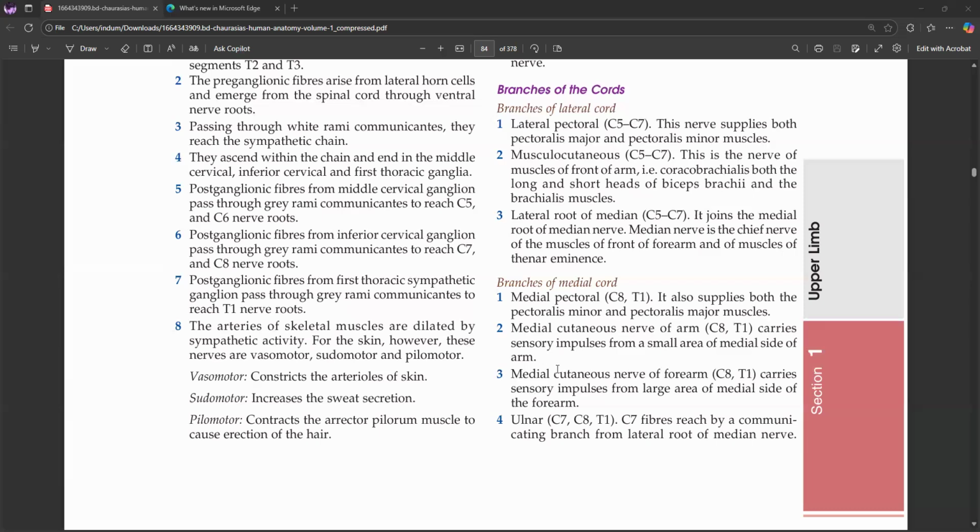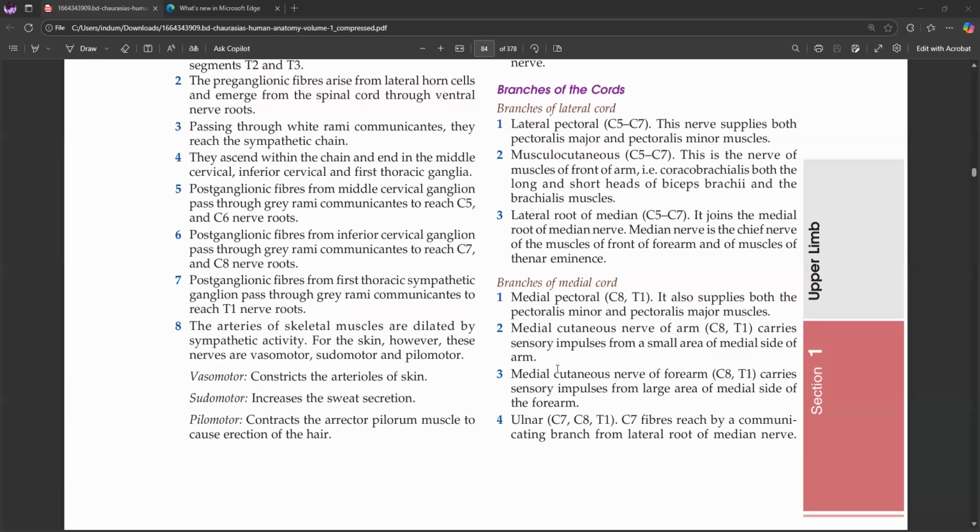Branches of medial cord. Number 1, medial pectoral, C8, T1. It also supplies both the pectoralis minor and pectoralis major muscles. Number 2, medial cutaneous nerve of arm, C8, T1, carries sensory impulses from a small area of medial side of arm. Medial cutaneous nerve of forearm carries sensory impulses from large area of medial side of the forearm.